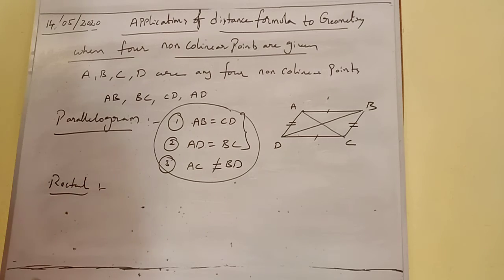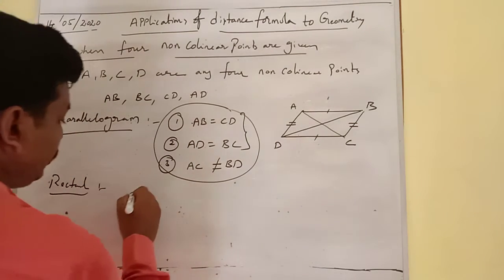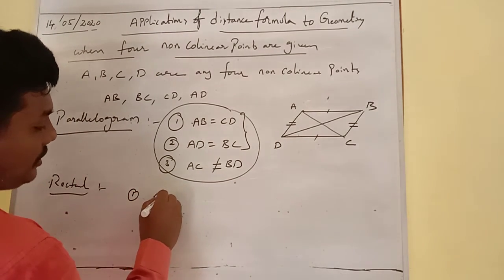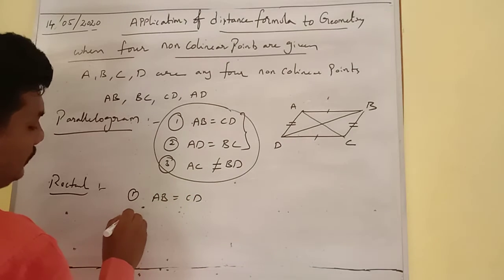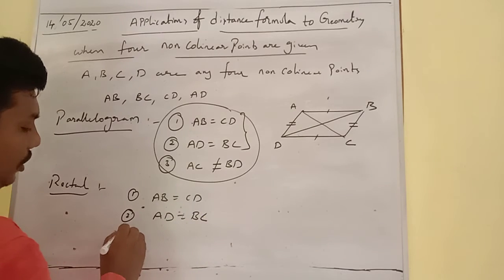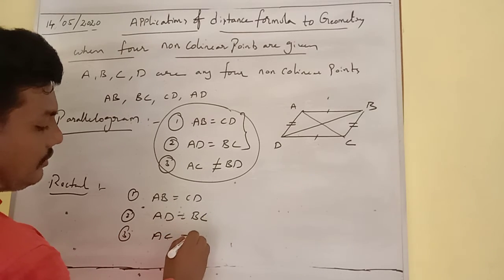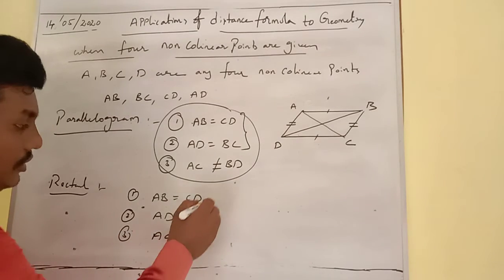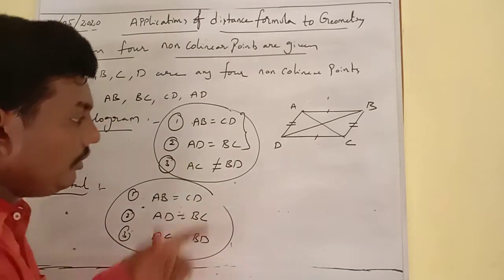So rectangle. If you observe, here also the same conditions: AB is equal to CD. Second condition, AD is equal to BC. Third condition, AC is equal to BD. So here the diagonals are also equal.